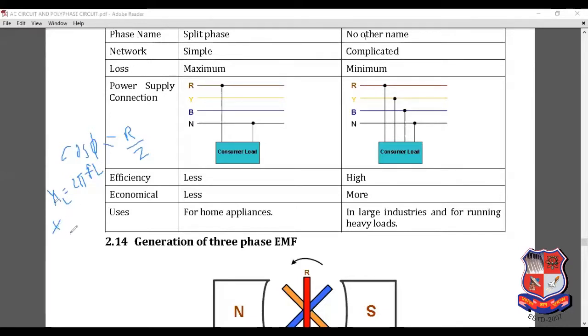XC is the capacitive reactance, and the equation of XC is equal to 1 upon 2 pi FC. So again, the capacitor is also dependent on frequency. Whenever we are dealing with the AC system, we deal with the impedance, whereas in case of a DC circuit, only resistance is there.